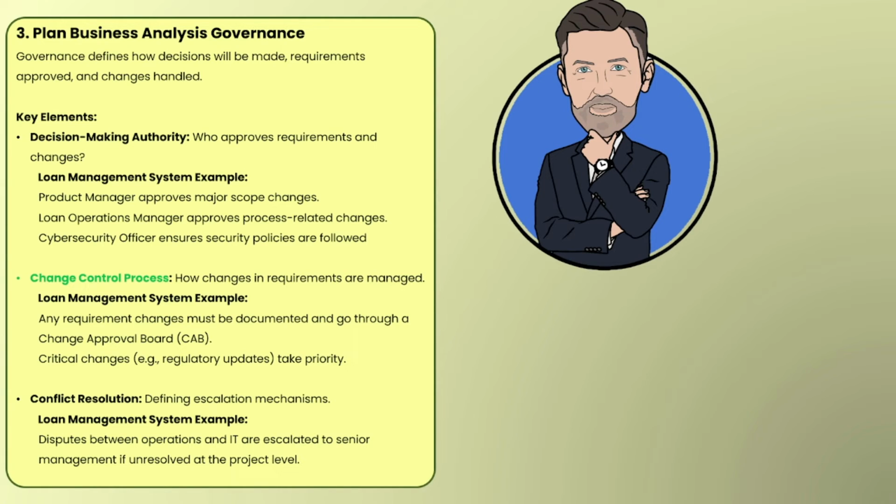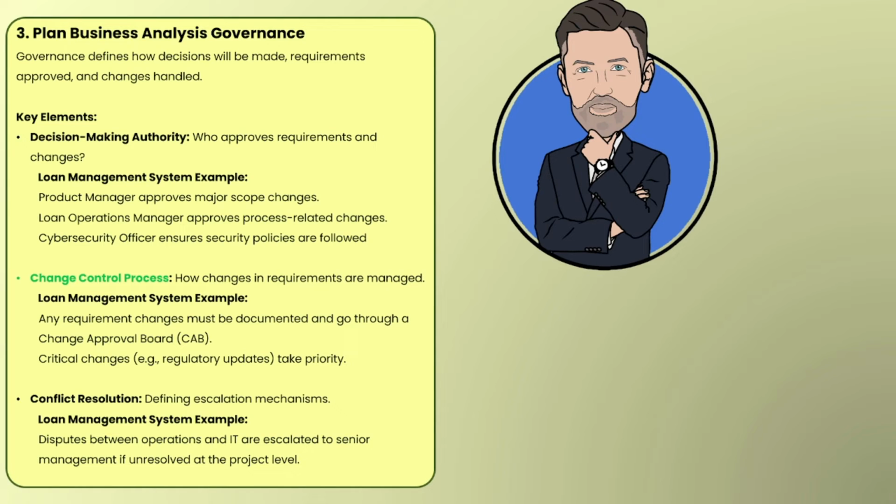Now let's align this with the loan management system. The first role is product manager. The product manager is the highest authority of our product, that is loan management. So he has all the decision making authority to approve major scope and changes. This decision making ability comes to the product manager only because of his role.